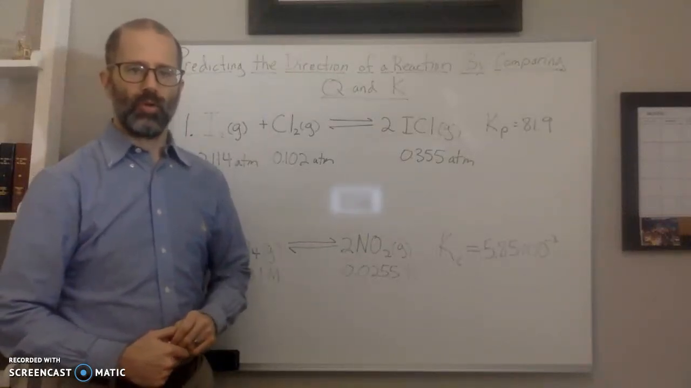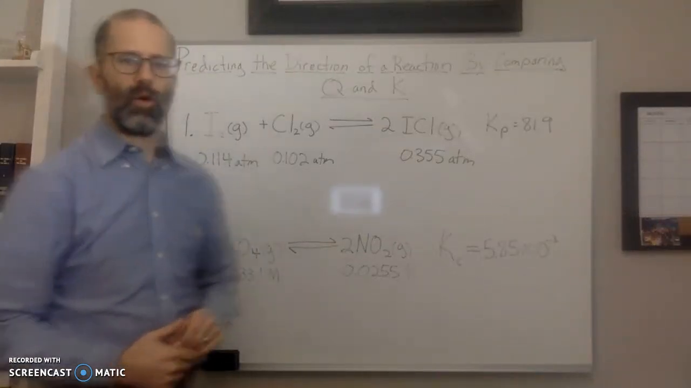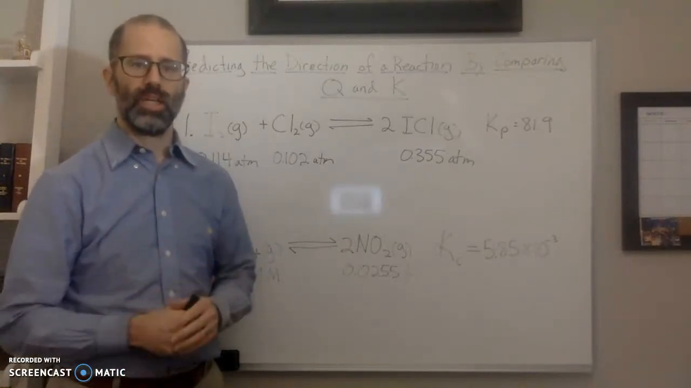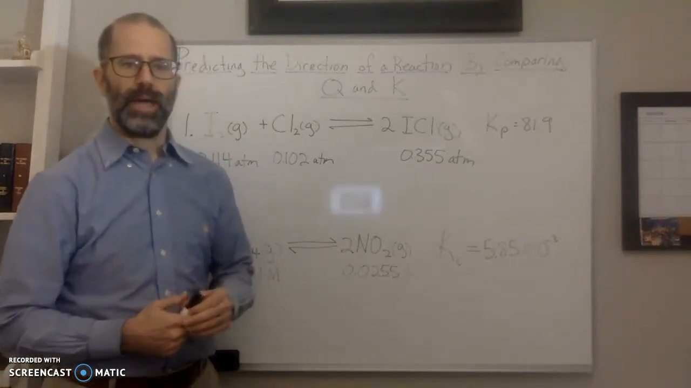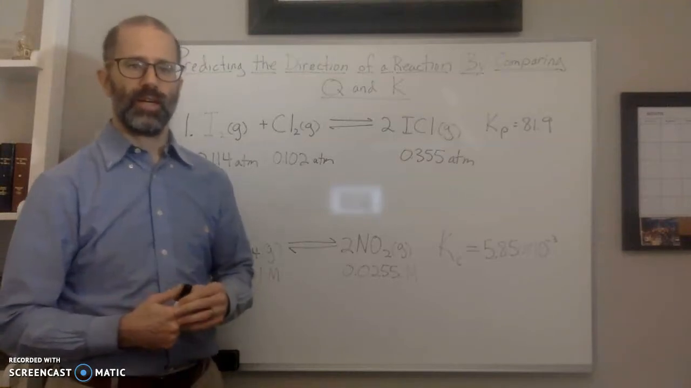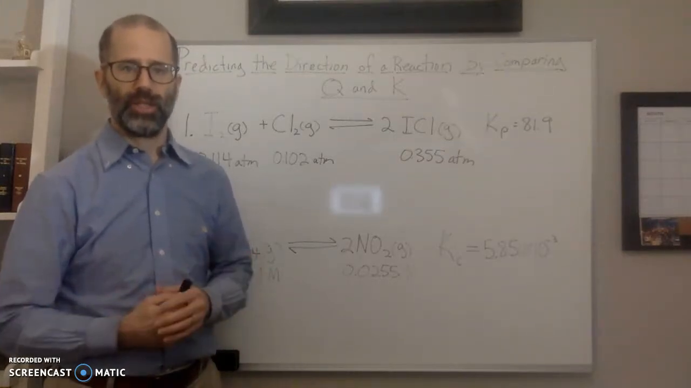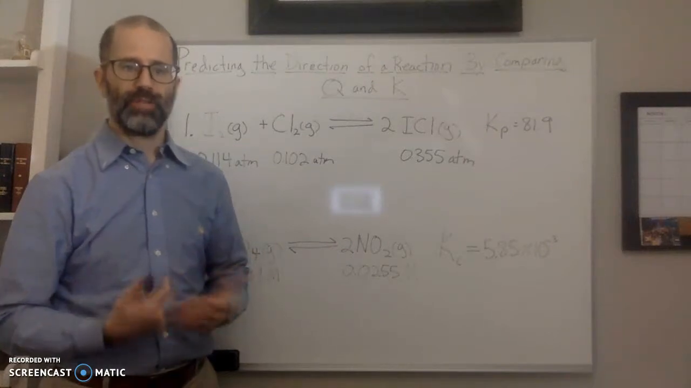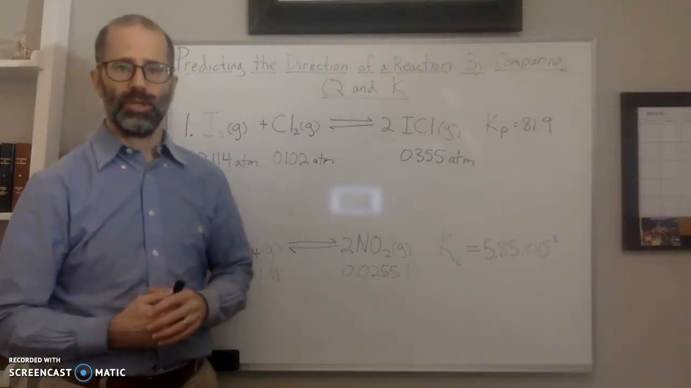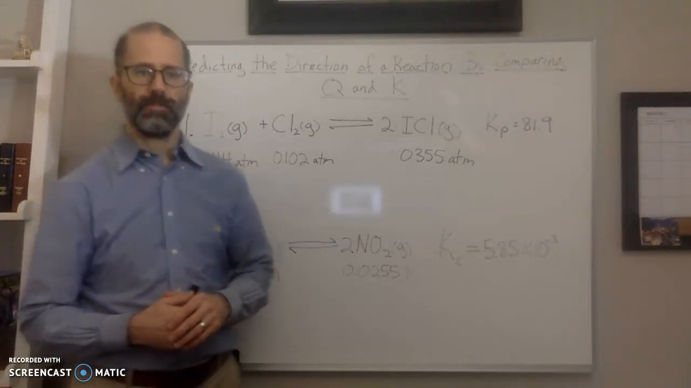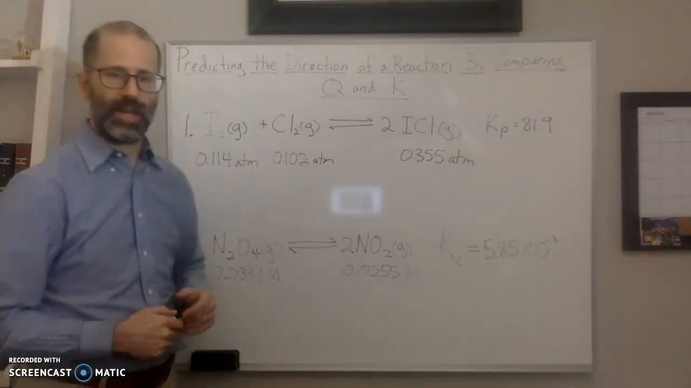My name is Mr. Cobalt, and in this video I'm going to go over a couple of example problems of how you can use the reaction quotient and compare that to the equilibrium constant in order to figure out which direction your reaction is going to proceed. Is it going to proceed to the left towards the reactants, or is it going to proceed towards the right towards the products? So let's go over our first example.